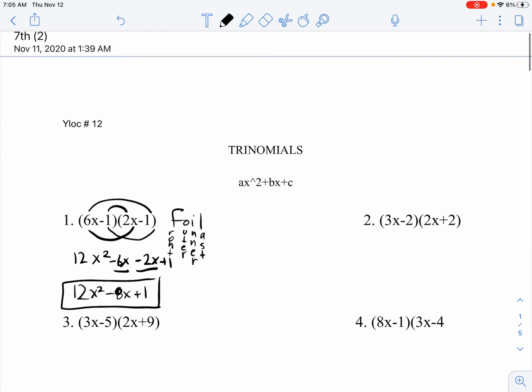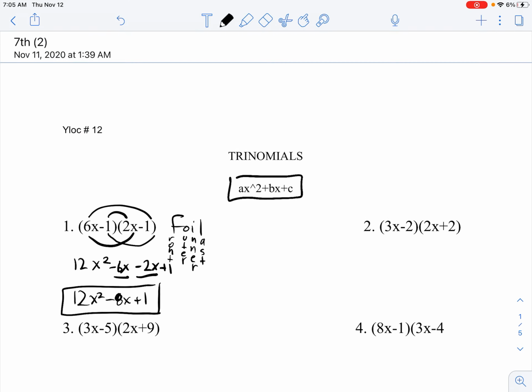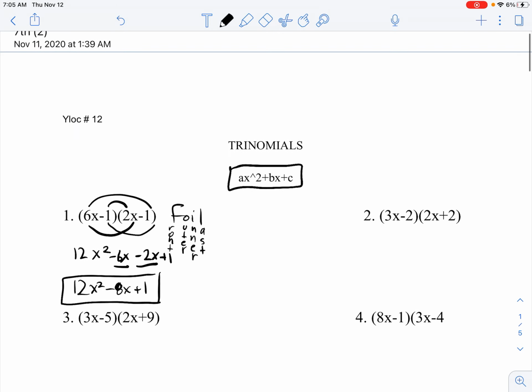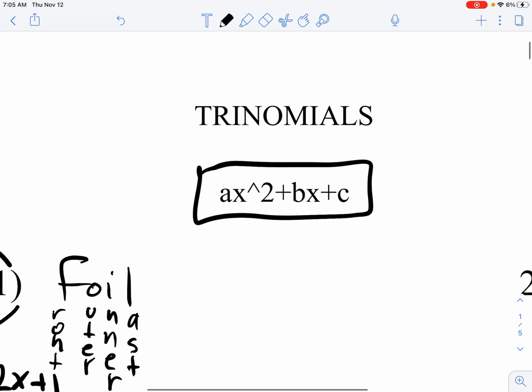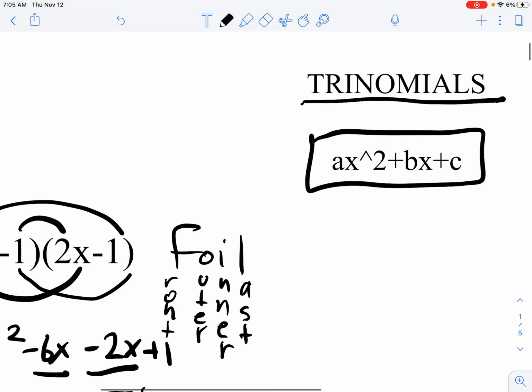And notice, it's in the exact same form as the basic form listed underneath trinomials. It follows this ax squared plus bx plus c format.